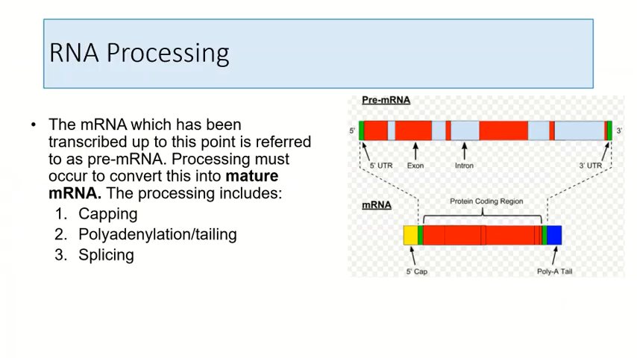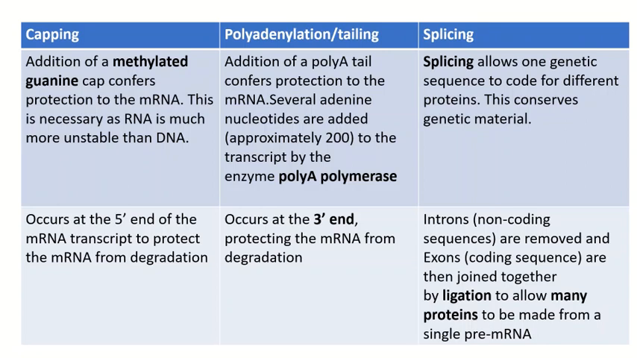The mRNA which has been transcribed up to this point is referred to as pre-mRNA. So processing must occur to convert this into mature mRNA. What processing? The RNA processing. The processing to mature the mRNA involves capping, polyadenylation or tailing, and also splicing. Those are the three processes to mature the mRNA.